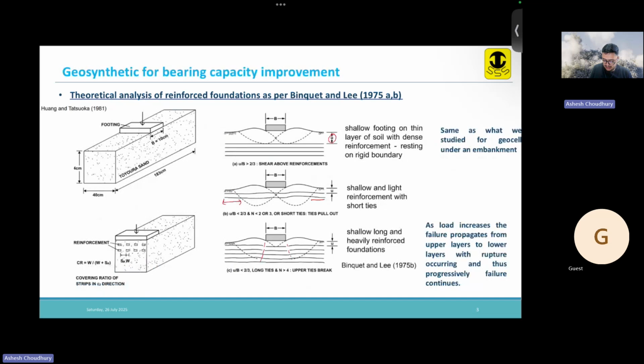Just like this, you are considering steel strips that are placed in a place that you are considering.